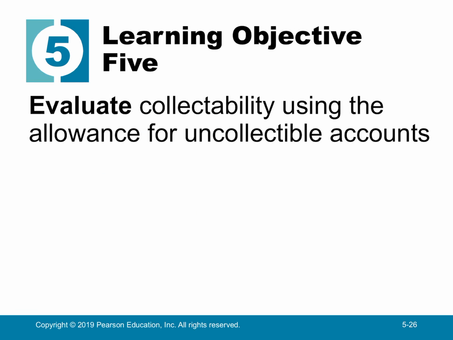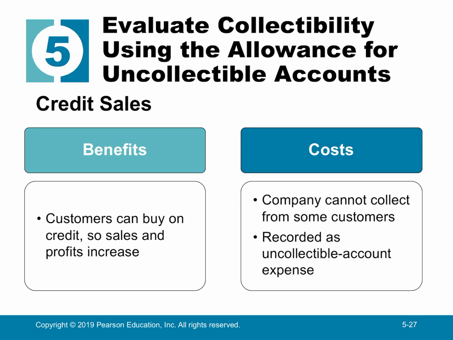So let's see in accounting how we evaluate collectability using something called the allowance for uncollectible accounts. As a reminder, the reason we do credit sales, what's the big benefit? Well, we'll usually have higher sales and potentially higher profits, right? Have you ever gone to a restaurant or a business where the only thing they take is cash, and sometimes you just don't have cash in your wallet, so you end up not buying anything there, right? So that's one reason a lot of places would rather sell on credit too.